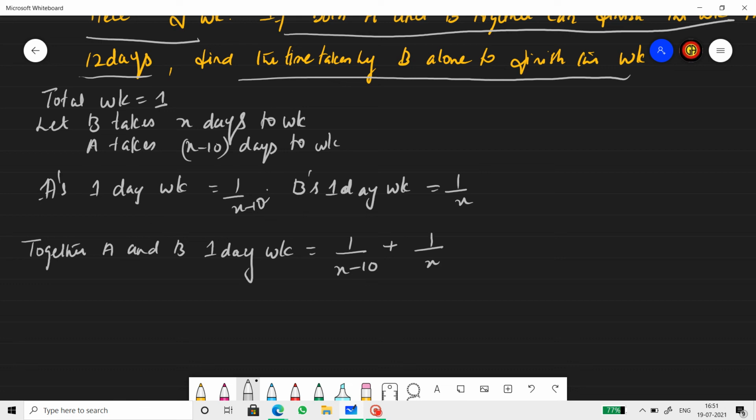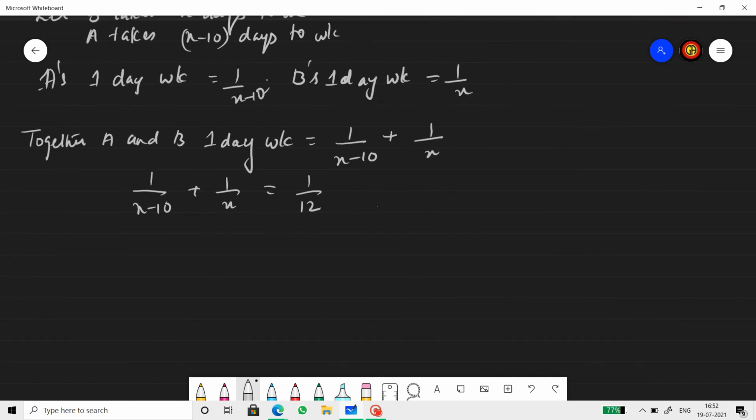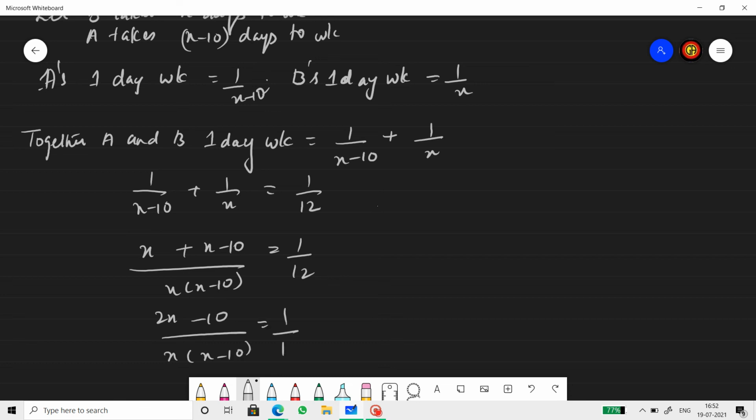As per the information given in the question, they can finish the work together in 12 days. So their 1 day work is equal to 1 by 12. So 1 by X minus 10 plus 1 by X is equal to 1 by 12. Now continue with the same process. You get X plus X minus 10 by X into X minus 10 equals 1 by 12. That is 2X minus 10 by X into X minus 10 equals 1 by 12.